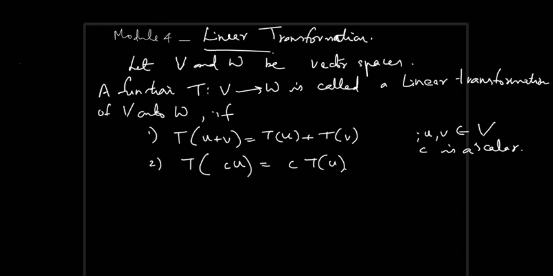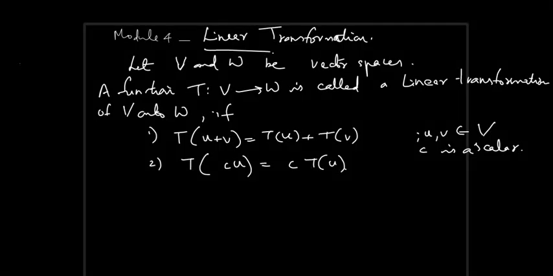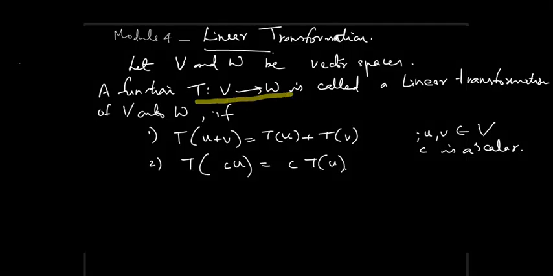Linear transformation. A linear transformation is actually a function T from V to W. V and W are vector spaces. You know what a vector space is? So V and W are vector spaces.